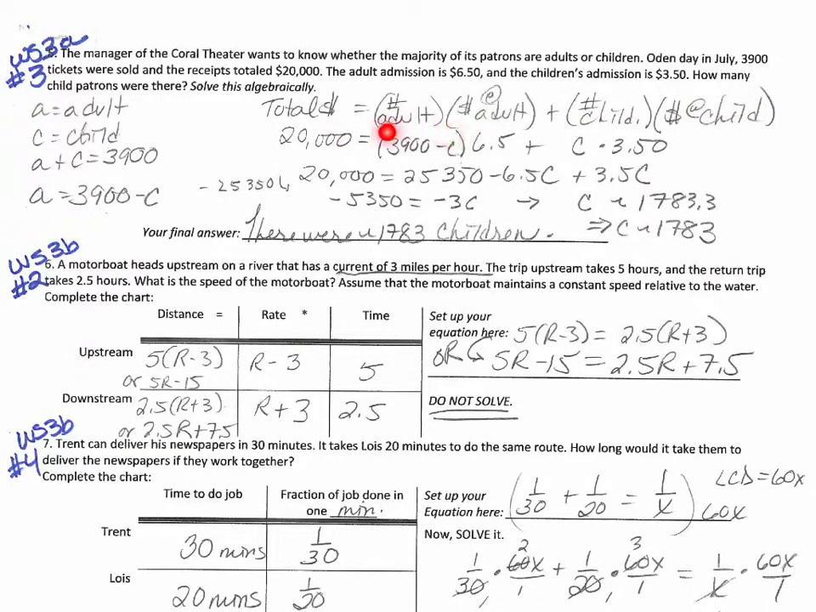Multiple times we've used this technique. You know we have 3,900 tickets, adult and children. You don't know how many of each. So you solve it for one of the variables and you substitute it in. Then this is just the algebra you're going to work through, and you get about 1783.3. You need a whole person, so we have 783 children.